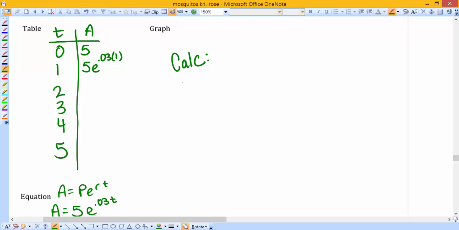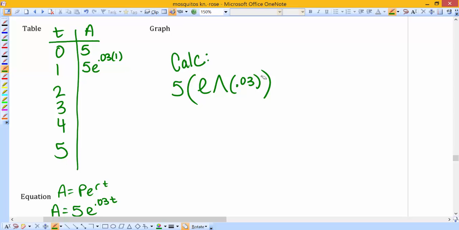So in my calculator, I'm going to put 5 parentheses e. When you hit the e button, a caret automatically pops up for your exponent. If your caret pops up with a parenthesis, it's 0.03, close the parenthesis. The reason I'm only using 0.03 is because 0.03 times 1 is 0.03. Now I plug that into my calculator.